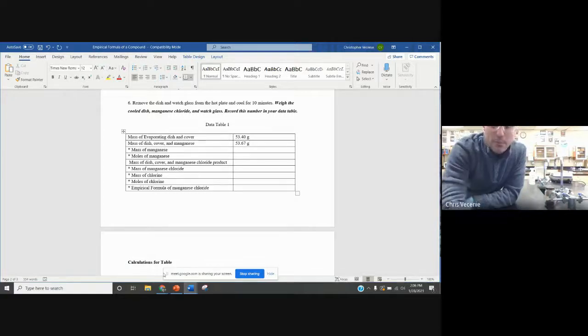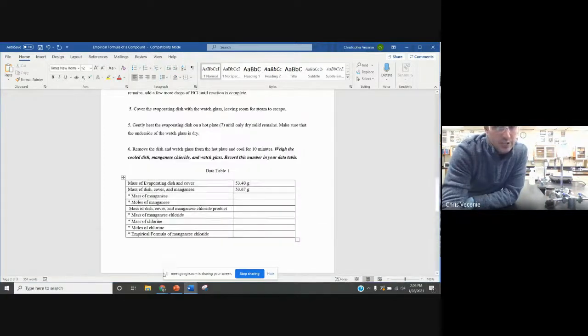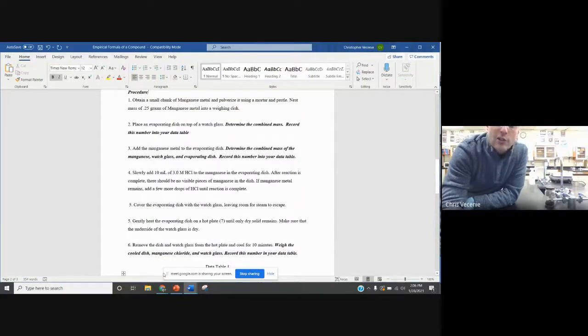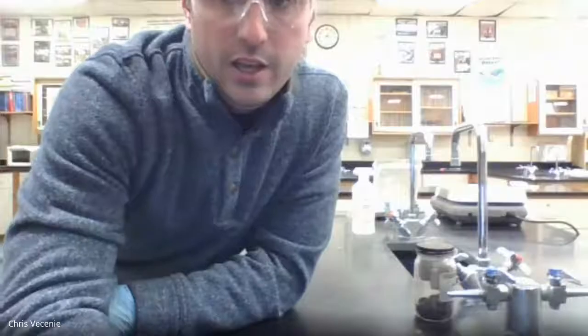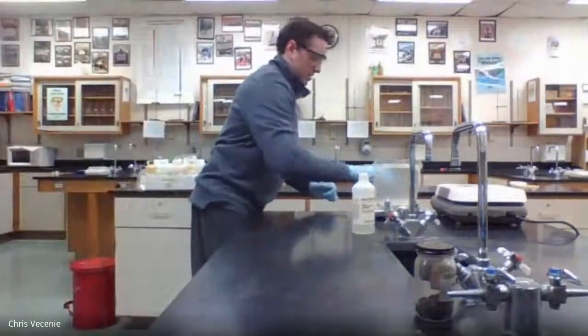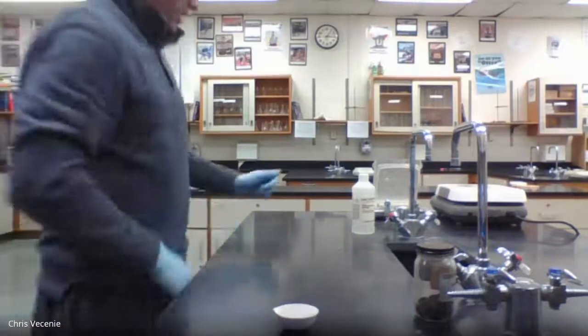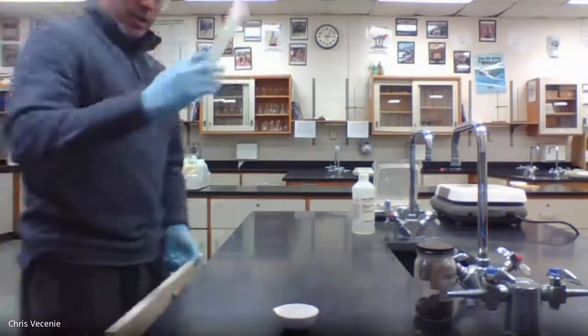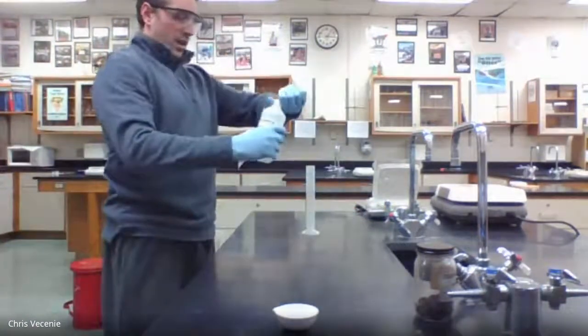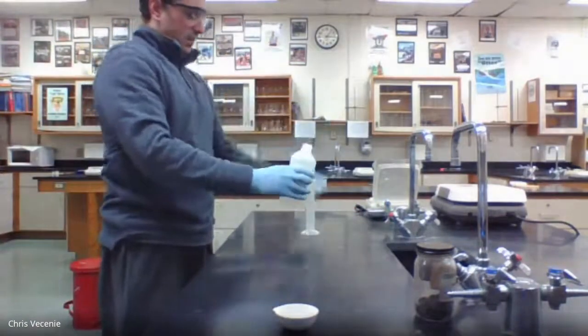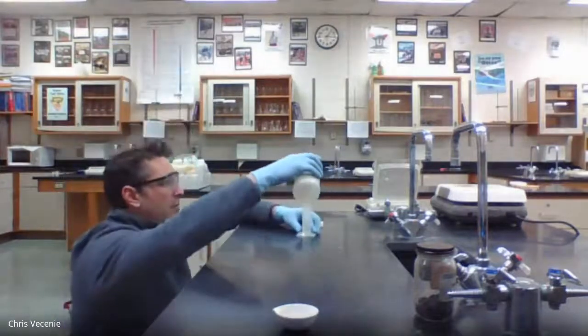The next thing I'm supposed to do, if you look up in your procedure, is slowly add 10 milliliters of the 3 molar HCl to the evaporating dish. Then I'm going to let it consume the manganese until it is gone. So if we do that, I'll bring that over here. Take my lid here. I go into my drawer, get my graduated cylinder, and carefully measure out 10 milliliters of my acid.